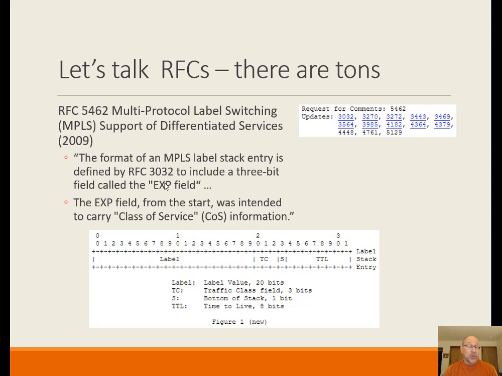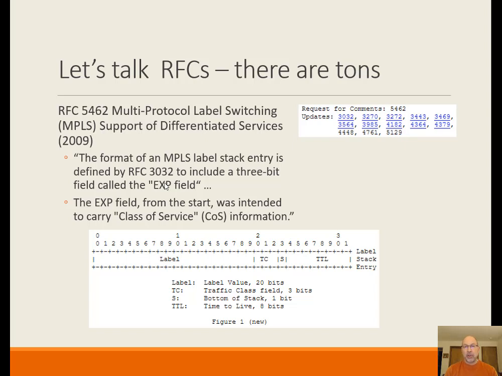Now, in previous videos, we talked about differentiated services. And so what if there was some kind of cool way to create yet another mapping between class of service, DSCP bits, and the flow classification for the MPLS traffic? Well, RFC 5462 does just that. Multi-protocol label switching, support for diffserv. So I'll just read the quote here. The format of an MPLS stack entry is defined by 3032, we saw that in the previous slide, to include a 3-bit field called the EXP field.